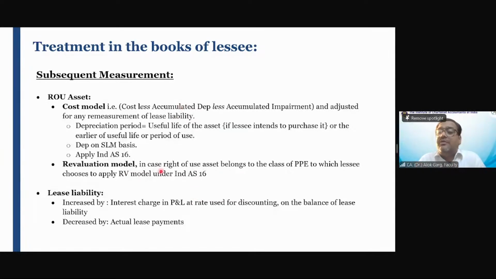Friends, you need to impair your right of use asset as well. आपको right of use asset की impairment भी करनी पड़ेगी. You have to check right of use asset for impairment. Sir, how can we impair right of use asset? For example, the classic example is due to COVID.